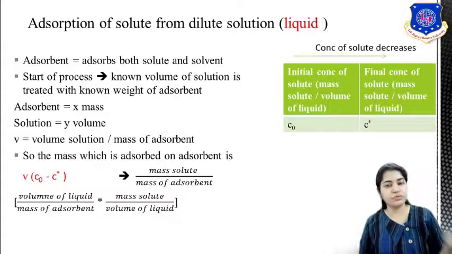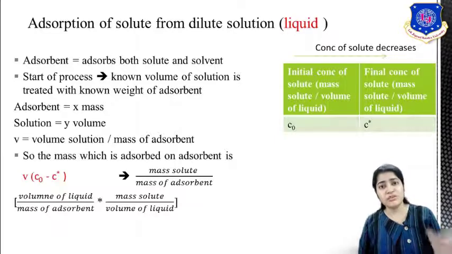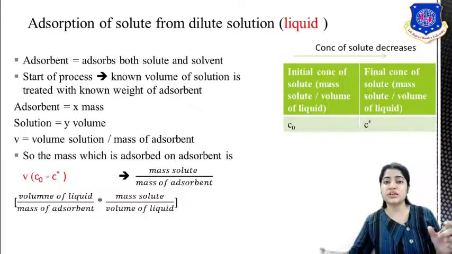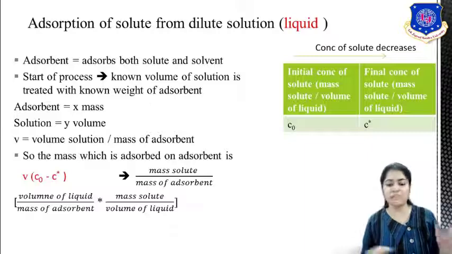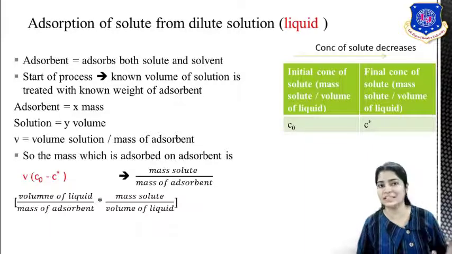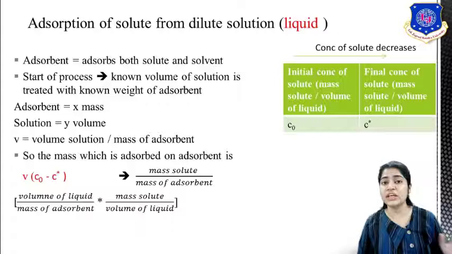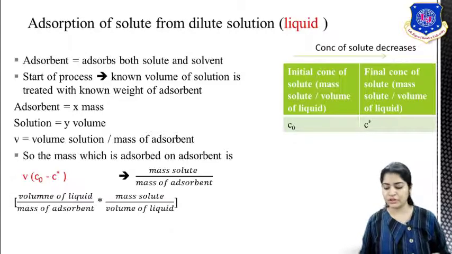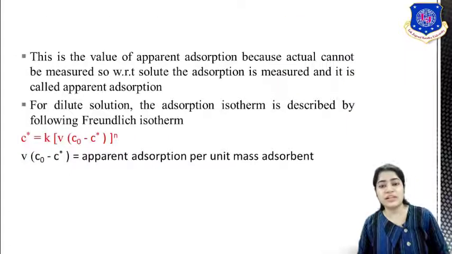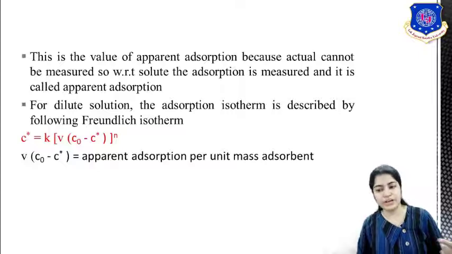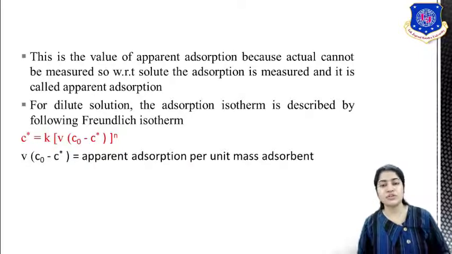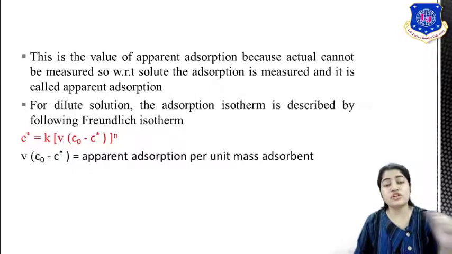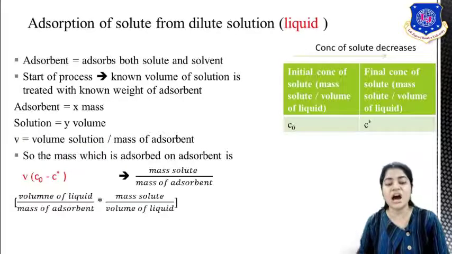Suppose you are using 1 gram of adsorbent. In that 1 gram, how much mass of solute has been adsorbed? That is your V into delta C, where C star is your equilibrium concentration. This is the value of apparent adsorption, because actual adsorption cannot be measured. So here, with respect to solute, the adsorption is measured, right? Now for dilute solution, the adsorption isotherm: this was the amount of mass that has been adsorbed on your adsorbent.